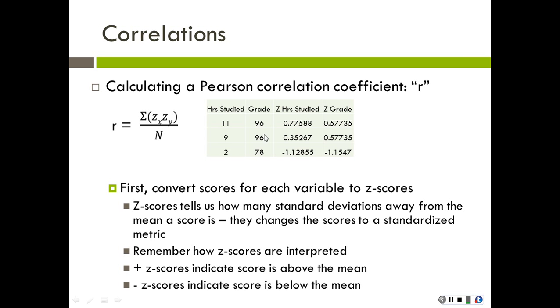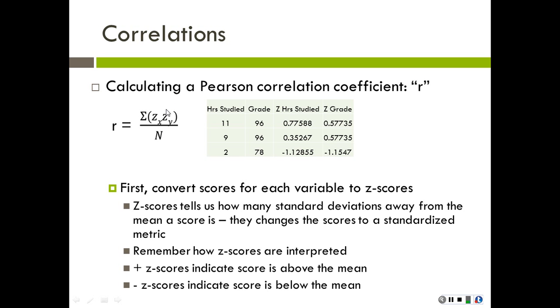So we've got this person here. They study a larger than average amount of hours, right? They're above the mean, and they have a larger than average grade. And then you've got this person way down here who studies 2 hours and has a grade of 78. They have a lower than average amount of hours that they're studying and a lower than average score on their test, right? So it's just important to remember what z-scores mean while we're going through this stuff. All right, so that's the first step in doing this equation. You have to get these z-scores.